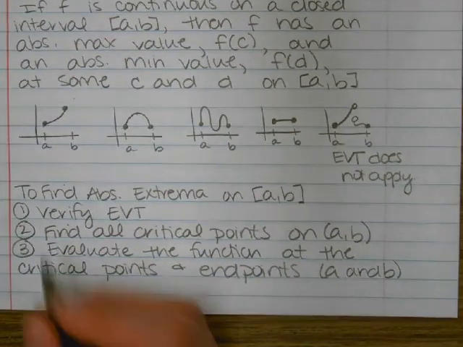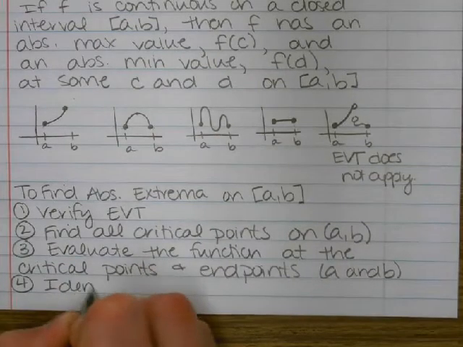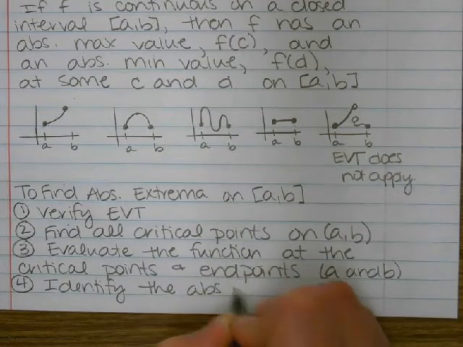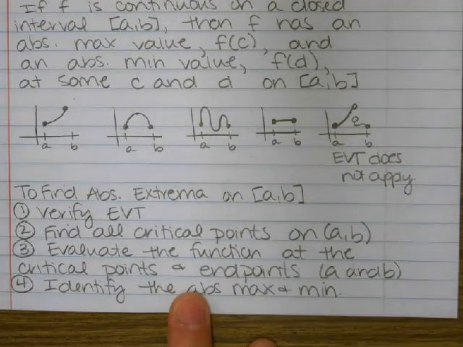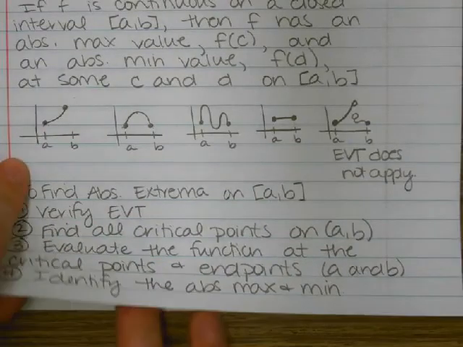And then fourth, we identify the absolute max and min. And at that point, it's pretty straightforward. It's very easy to identify which is which. Okay, so we're going to move on to examples.